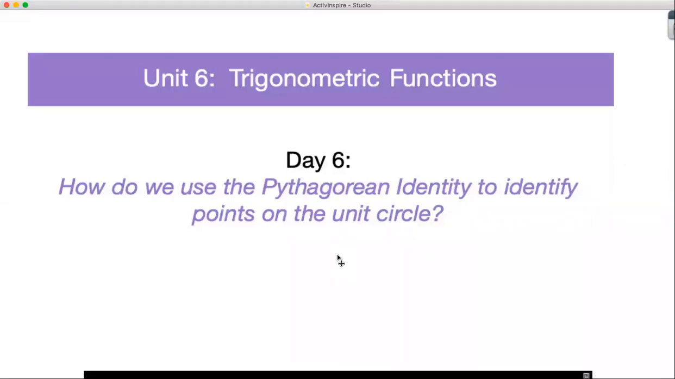Hi there, my name is Ms. Midha, and today we're going to be focusing on the following question. How do we use the Pythagorean identity to identify points on the unit circle?